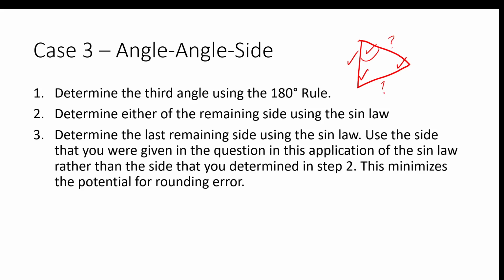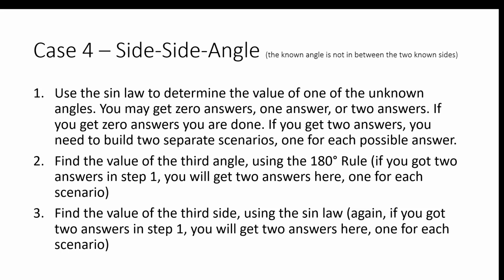And like it says in step 3, when you find the third side, use the side that you were given in the question as well as the angle that you were given in the question rather than the side you determined in the earlier step, because that'll minimize the potential for rounding error.